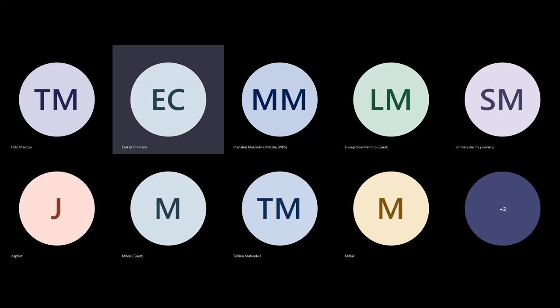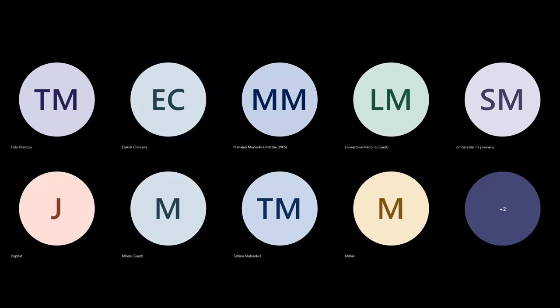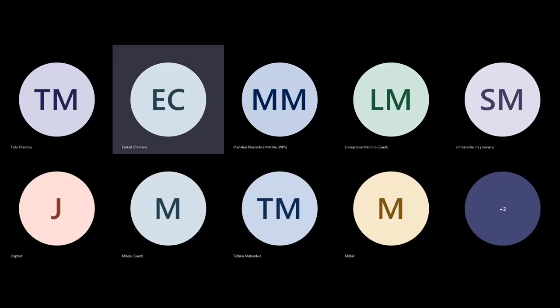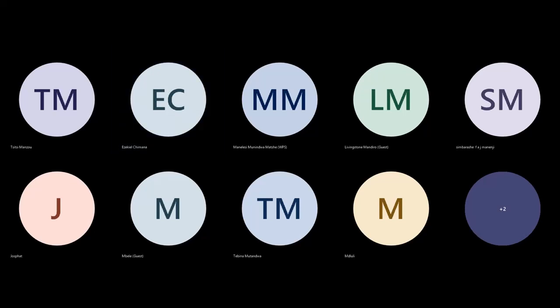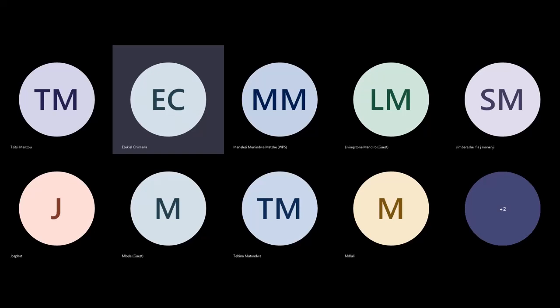So, for a set definition, a set is any well-defined collection of objects, just a collection of objects. That's our set. The elements of a set are the objects in a set. When I'm referring to elements, we are referring to the objects in a set.